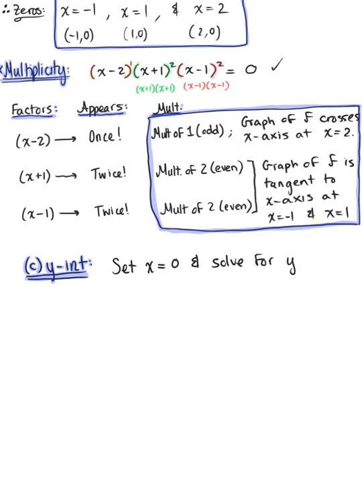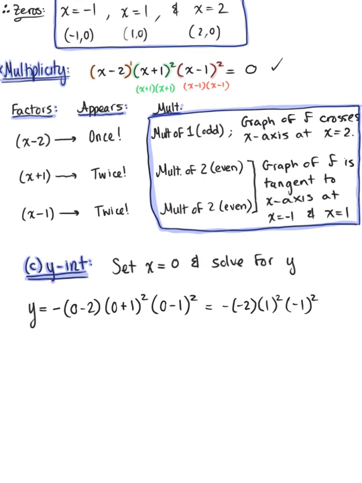So since y equals f of x, we can say that y is equal to minus 0 minus 2 multiplied by 0 plus 1 squared multiplied by 0 minus 1 squared. And so we can simplify here and say we have minus a minus 2 multiplied by 1 squared times -1 squared. And so we can see here we have a negative times a negative, which produces a positive value. So this is equal to positive 2. 1 squared is 1. -1 squared is 1, leaving us with 2.